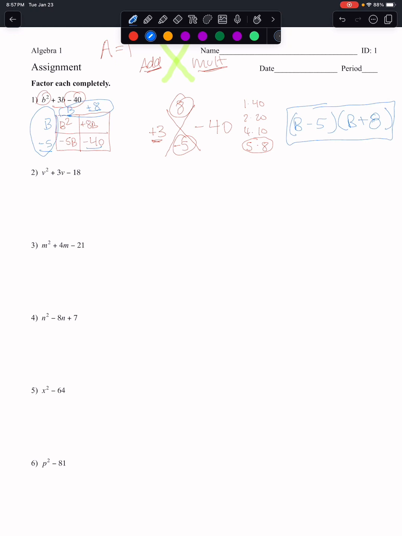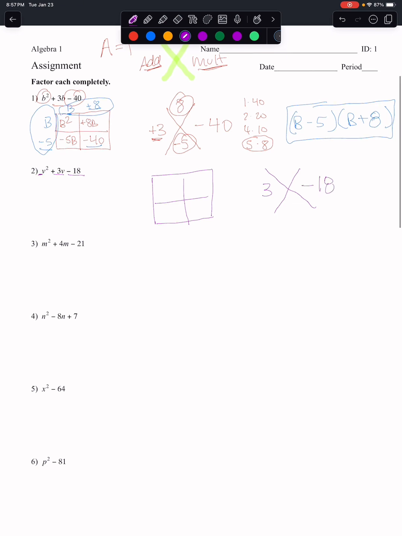But this time, I'm going to slide my box over a little bit. I'm going to do my box here, my v over here. So v goes in the front, and 1 times negative 18 goes in the back. Now we have to figure out our factors. Let's figure out what times what makes 18: 1 times 18, 2 times 9, 3 times 6. We have to figure out which pair of those we can use to get 3.